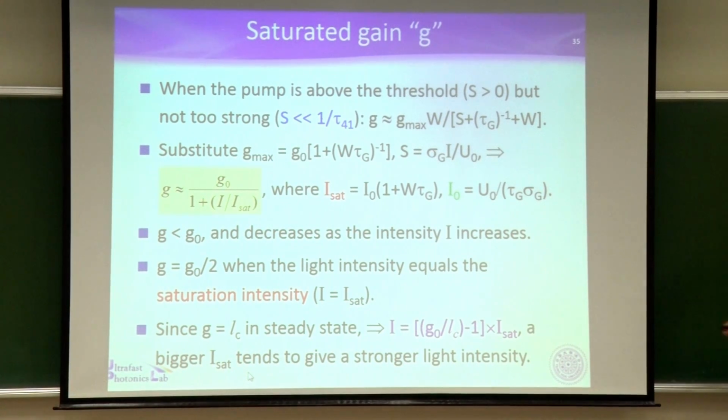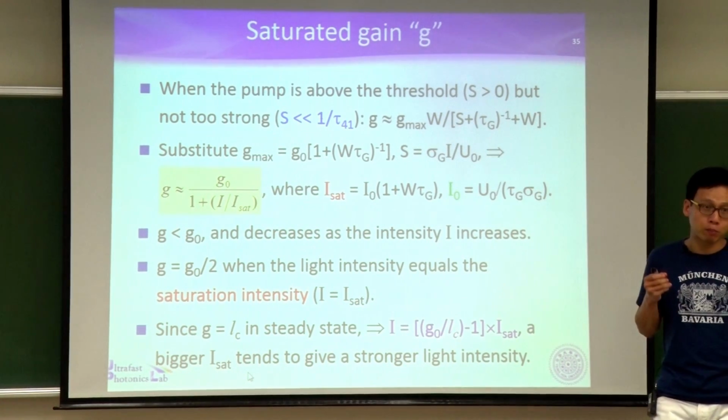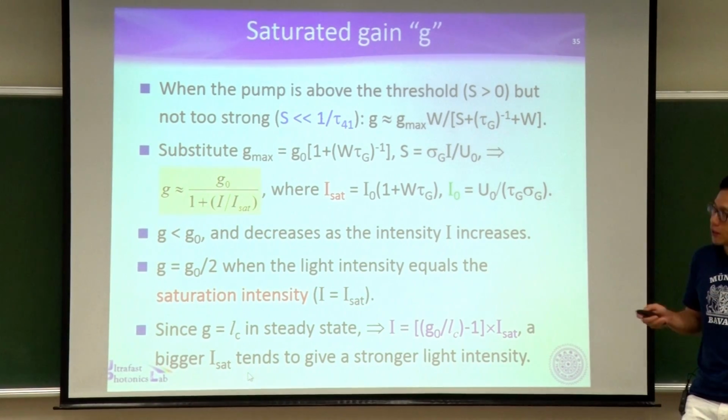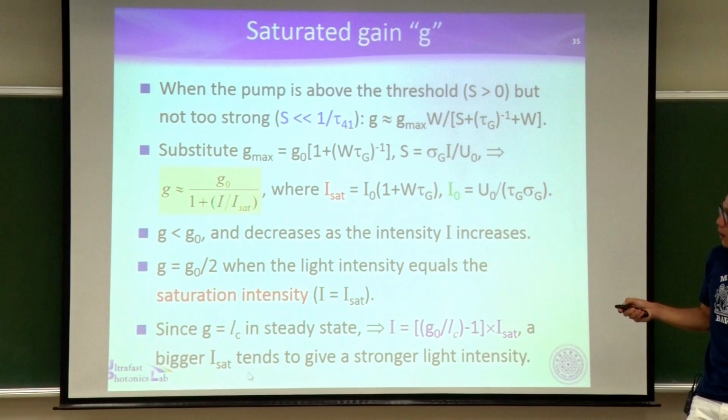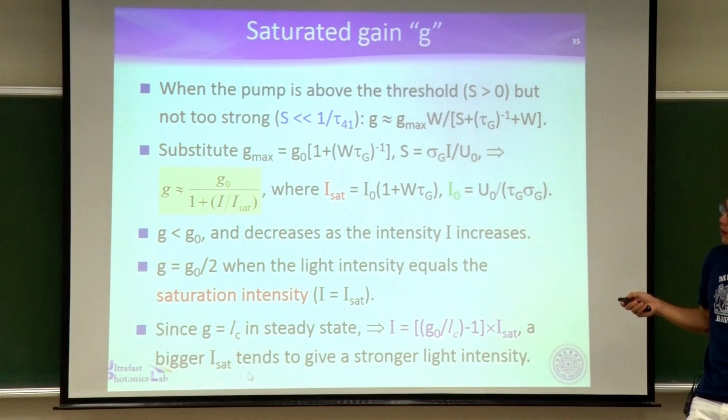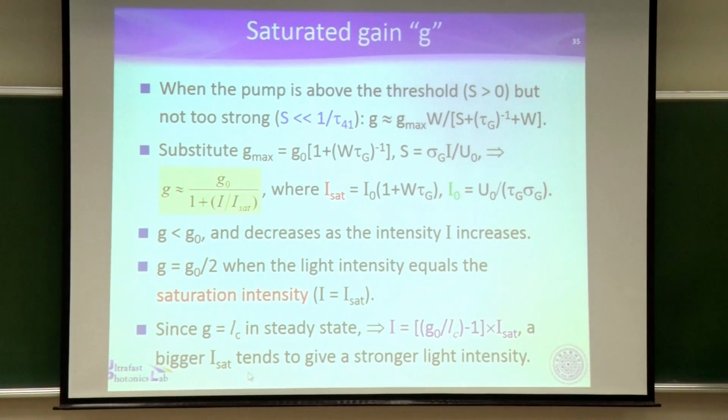So you can imagine your light intensity probably cannot be much larger than the saturation intensity, because if you have a larger I, your gain will be quickly reduced. Okay? Then you do not have sufficient gain to support even stronger light intensity. So this is a good indication about the intensity you can have. Or quantitatively, you can arrive at this formula.